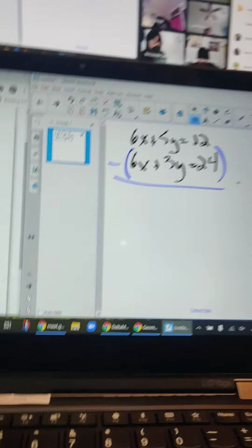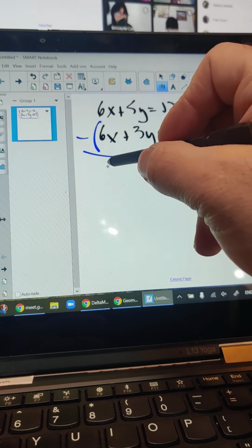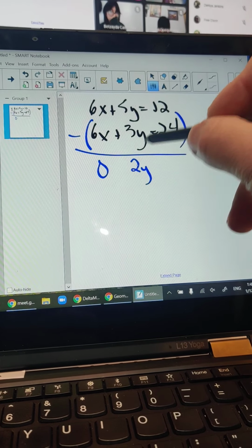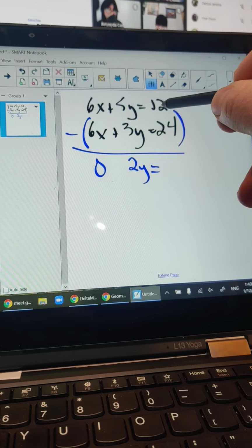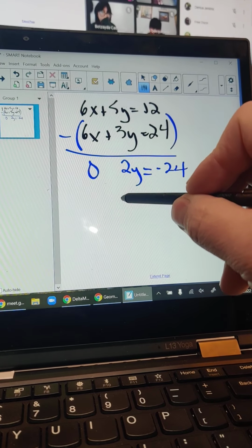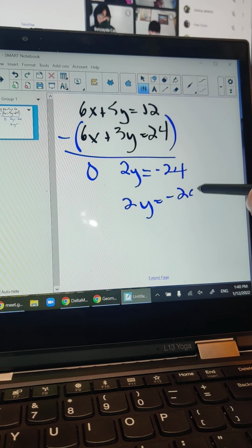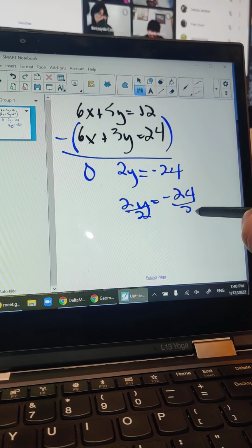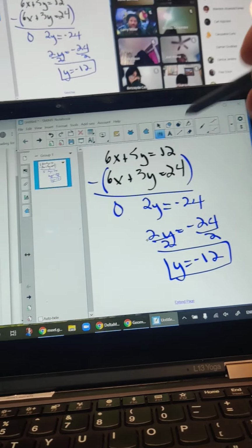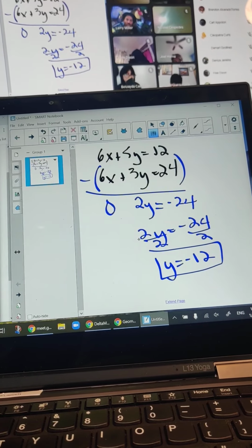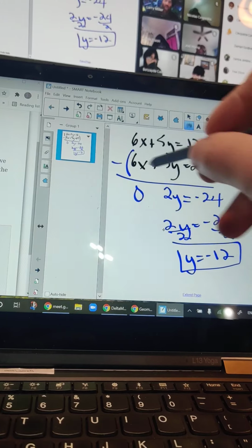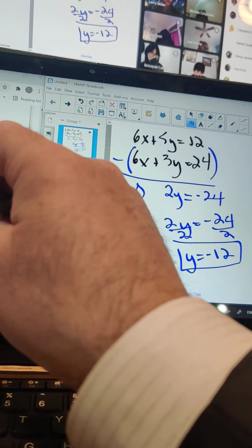This is the elimination method. Then 6x minus 6x is 0. 5y minus 3y is 2y. Equals 12 minus 24, which is negative 12. So we would then have 2y equals negative 12, so y equals negative 6. And we can plug that back in and get the actual point of intersection. We're not doing all that today. All we want to do today is know that we would be subtracting to get rid of those x's.